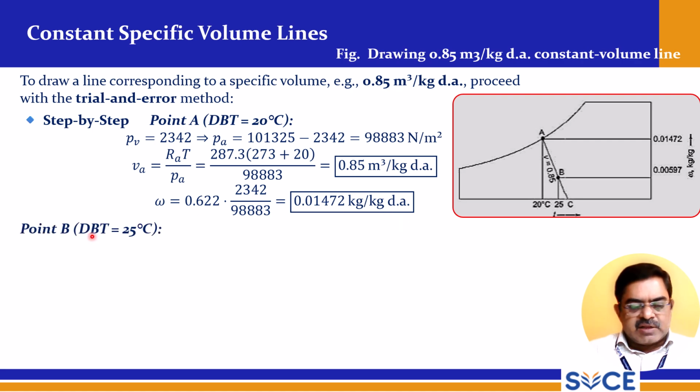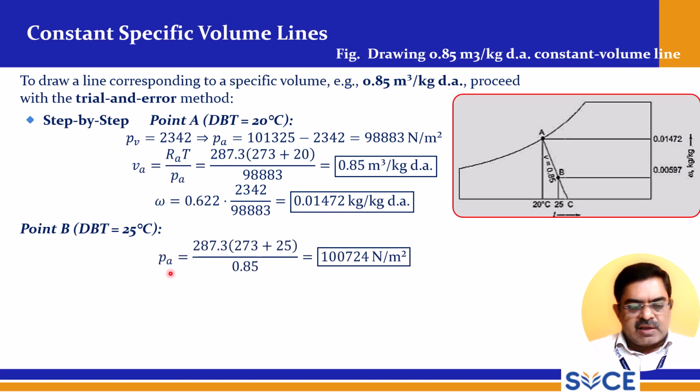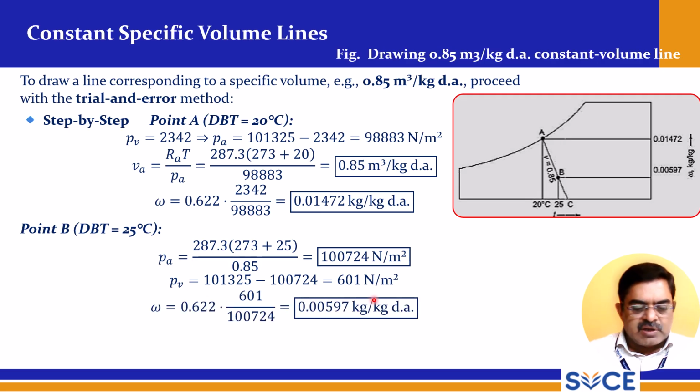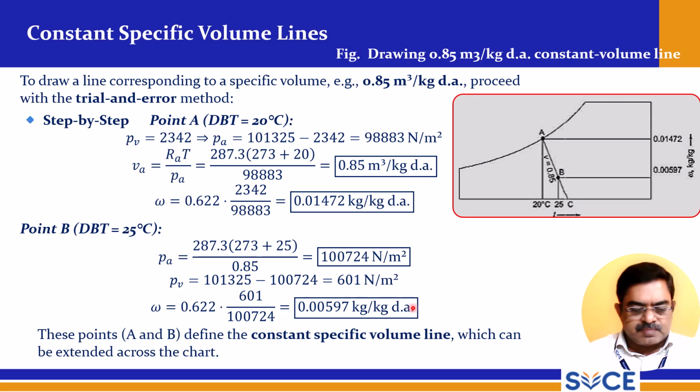So point B has dry bulb temperature 25 degrees Celsius. PA for point B is equal to 100727 Newton per meter square, and PV is equal to 601 Newton per meter square. So omega is 0.00597 kg per kg of dry air. So these points A and B define the constant specific volume line. So if you draw a line through point A and B, it will meet the dry bulb temperature axis at C.